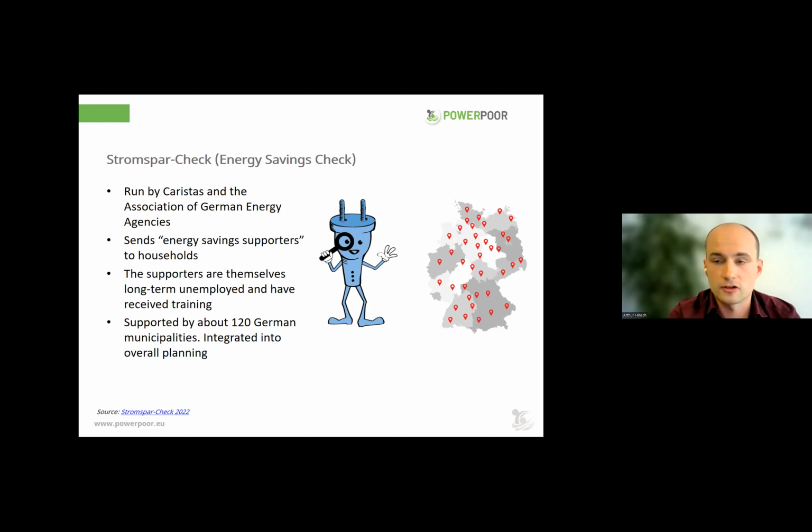So it's really a way of engaging people who have not had a job for a long time, and to train them also. So it's a bit of a win-win situation. At the moment, this concept is supported in about 120 German municipalities, and very importantly, it's integrated into the overall city's planning. In Germany, energy poverty is very much connected to social policy. So here, the cities have very much incorporated that as part of the social policy work.